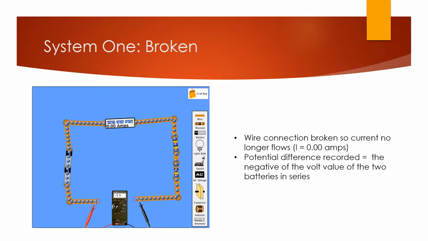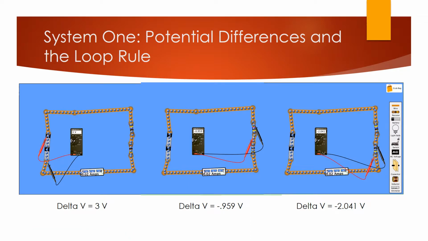Now this is the negative here because the black wire of the voltmeter is the start and the red is the finish, and it is going in the same direction as the current would be, resulting in a negative delta V. After reconnecting the wire and making this a closed circuit system once again, we were able to observe the loop rule in the system. This was done by taking delta V measurements over the batteries and the two resistors and showing that all these values add up to 0, as is stated in the loop rule.